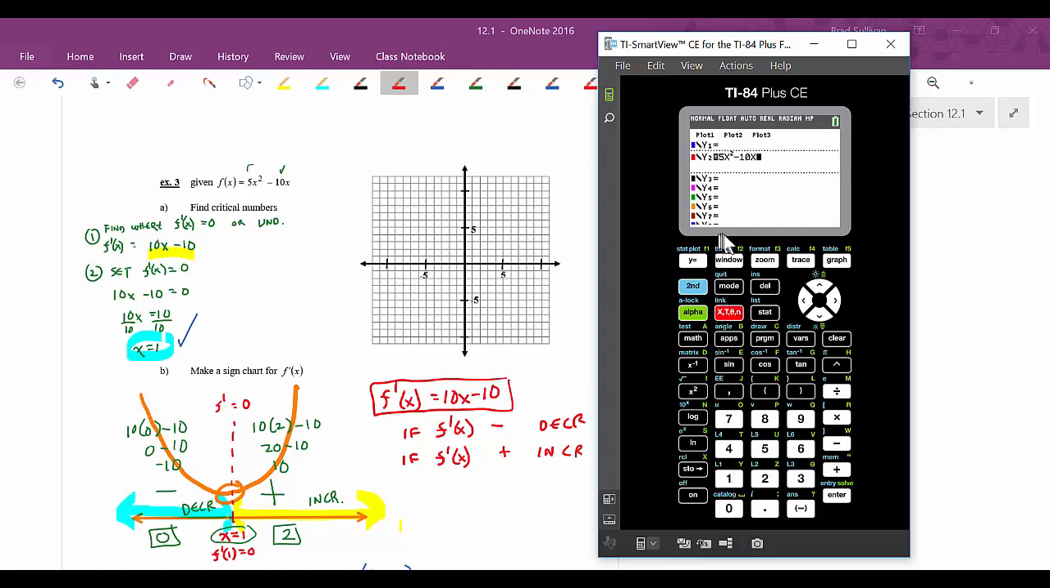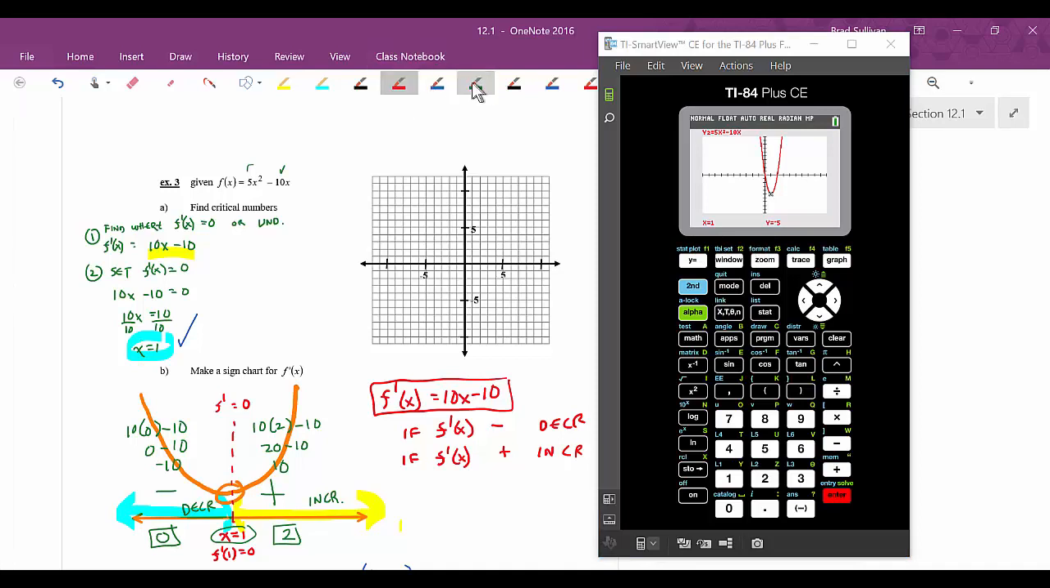Okay, now we're going to start this. We can go like standard window. So you can go zoom 6 to put it in a standard window. That just means negative 10 to 10 and always. And then you got what it looks like. That's kind of what we thought it would look like. There's another thing I want to show you. If you trace at the critical number 1, then you can see your minimum. So that minimum was at (1, negative 5).